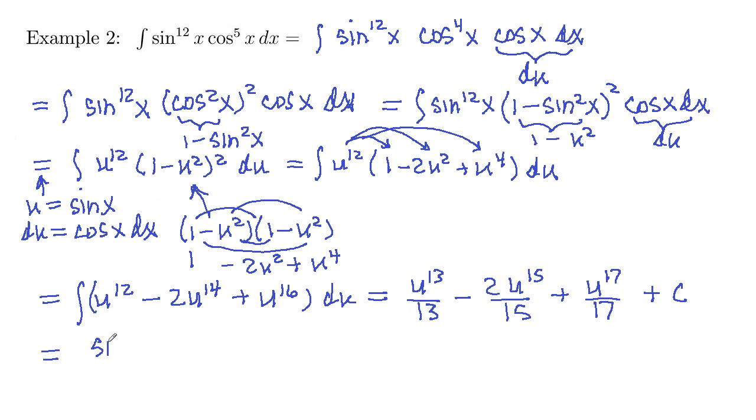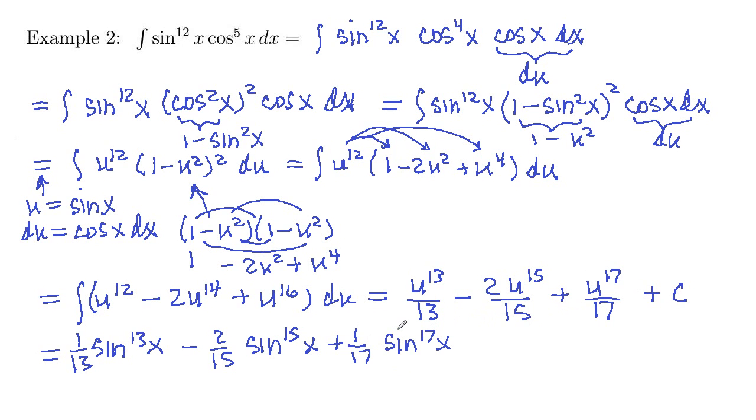So this will be sine to the 13th x, and then division by 13 is multiplication by 1/13th, minus, let's go ahead and take our coefficient out in front, 2/15. And then this will be sine to the 15th power x. And then the 17 in the denominator will pull out in front, 1/17th. And then our u here is sine x, so that'll be sine to the 17th power of x plus our constant, and we're done. So a little bit more algebra here, but once you get the u substitution going, it's just a power rule.